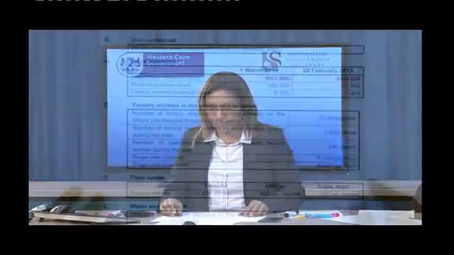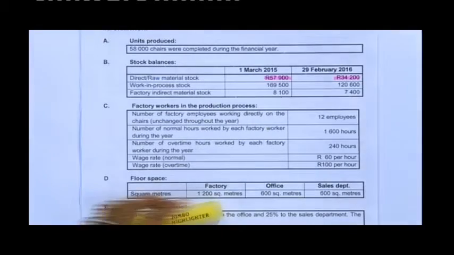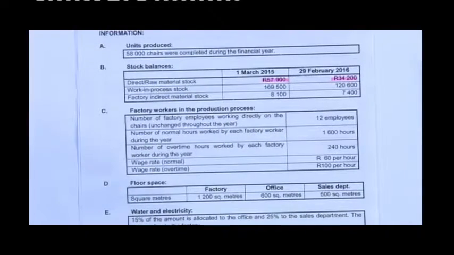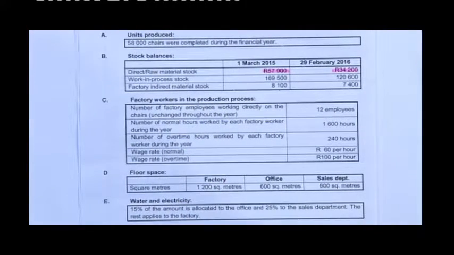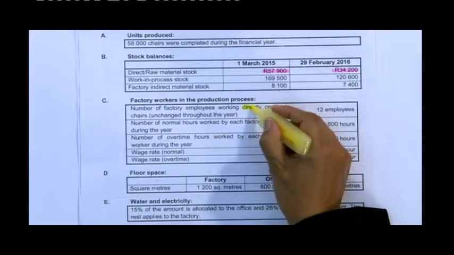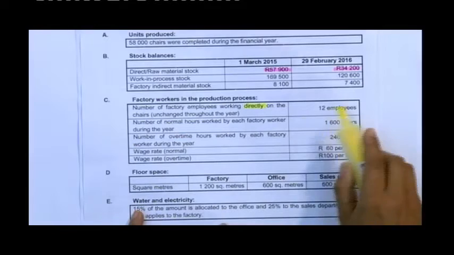Okay, so we're going to look at the next note, which is direct labor. Now I'm going to use a different color, and I'm going back to my question paper. Let's use the yellow. Okay, you don't have to use the color. I'm just using it just to show you the information. So now I'm going to read the information C, which is factory workers in the production process. Number of factory employees working directly. So this is a key word. Working directly on the chairs, okay, unchanged throughout the year, 12 employees.